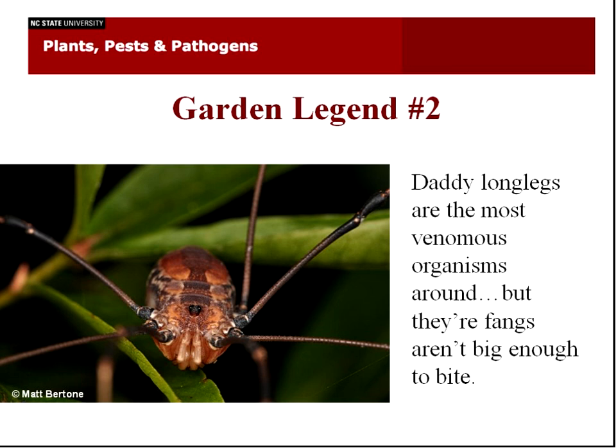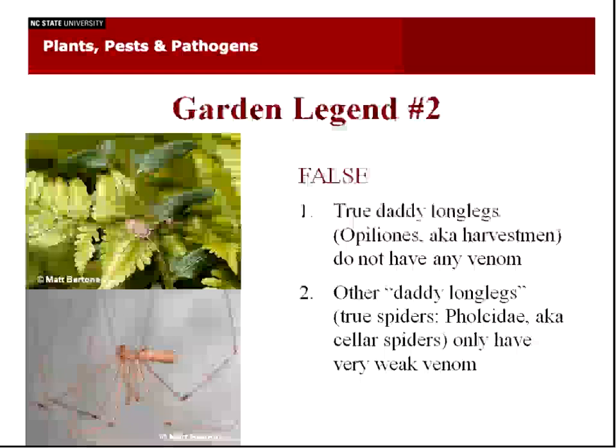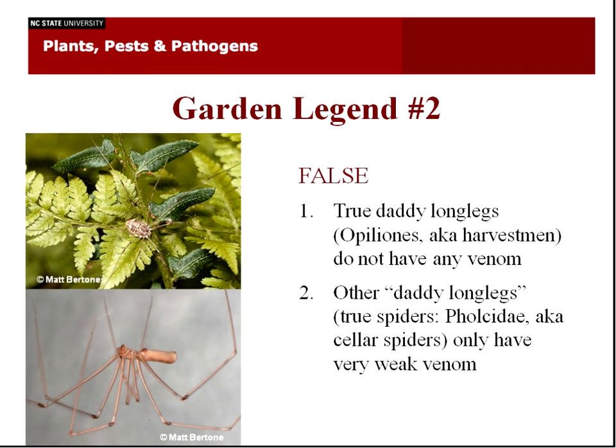This is obviously false. True daddy long legs, aka harvestmen, do not have any venom at all. They actually have claw-like mouth parts. Whereas other things people call daddy long legs, cellar spiders in particular, only have very weak venom, and there was actually a Mythbusters episode that busted the myth that they are venomous enough to kill you. They use their web and entrapment to actually get their prey better.